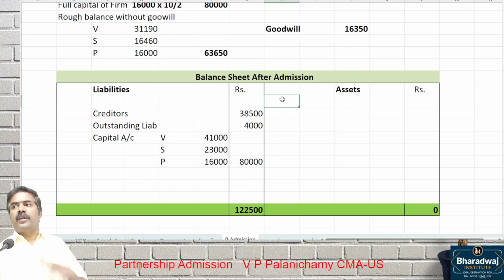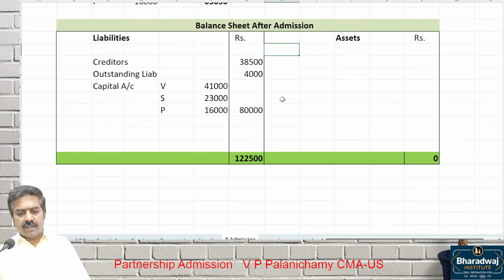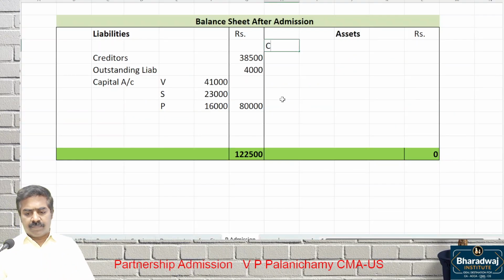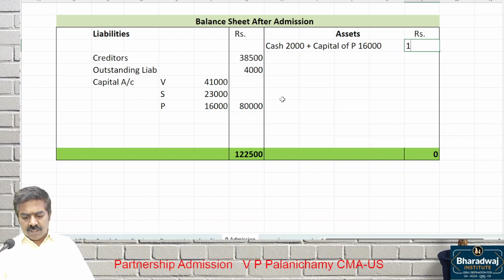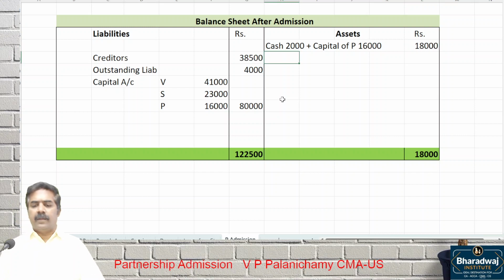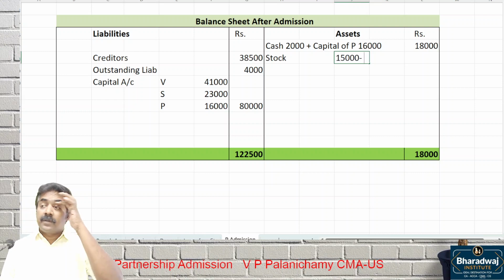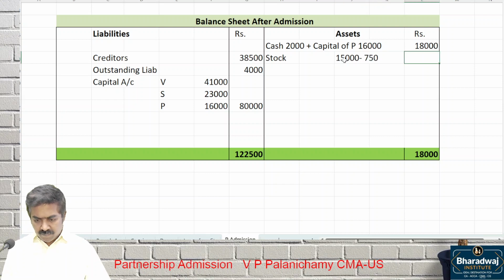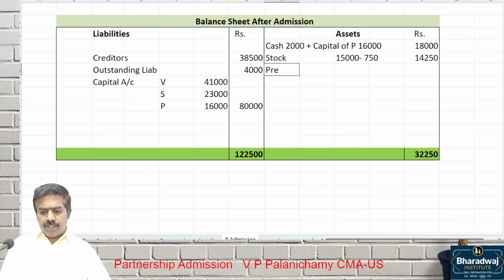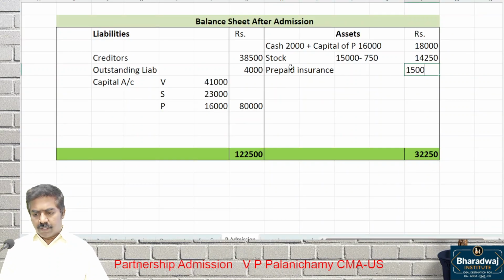Asset side, record the revalued amounts. All the revalued amounts you can record in the asset side. What are the amounts you have to record? Cash 2,000 plus capital of P. How much P brings? 16,000. It will become 18,000 cash. Then, what is the next one? Stock reduced earlier. 15,000 minus, reduced 750. 14,250 stock. Then prepaid insurance same. What is the prepaid insurance? 1,500.